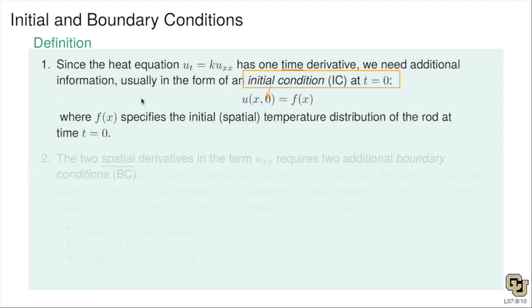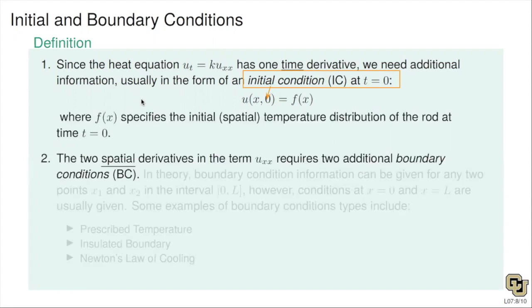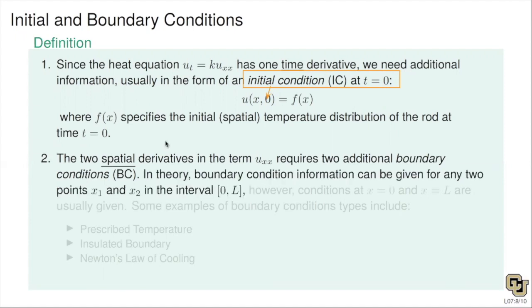And then the two spatial derivatives require what we call boundary conditions. So when I say boundary condition, you have to connect that up with the x variable. It's apples and oranges, it's really important. So in theory, we can get information about the temperature at any two physical locations on the rod.